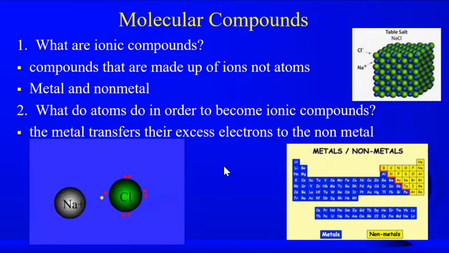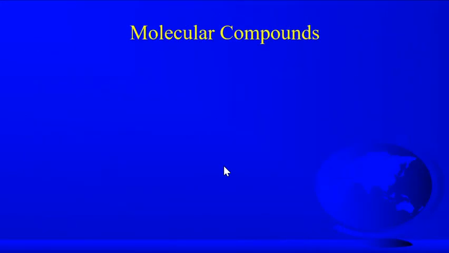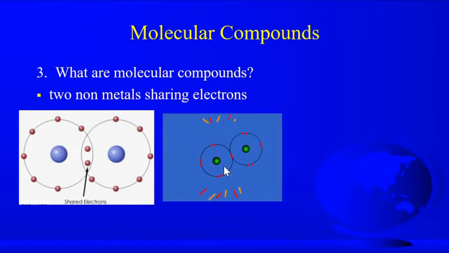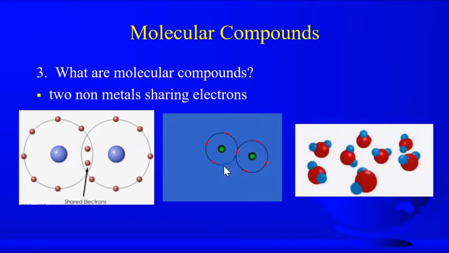All right. That's when you use Roman numerals. That's when you use crisscross. That's when you take into consideration charges. Now, molecular compounds are completely different. Instead of it being a metal-nonmetal, it's two nonmetals sharing electrons. So two nonmetals come together. They're both kind of needy. They need electrons, so when they come together, they will share electrons. And of course, the very dangerous chemical dihydrogen monoxide is a good example of this.